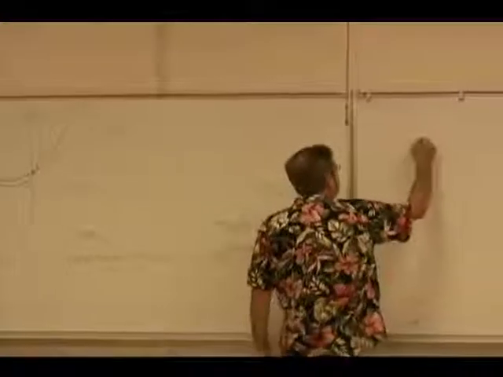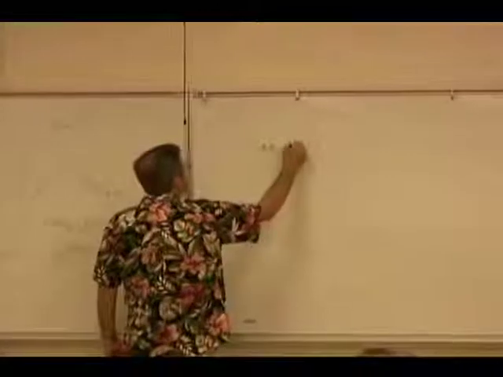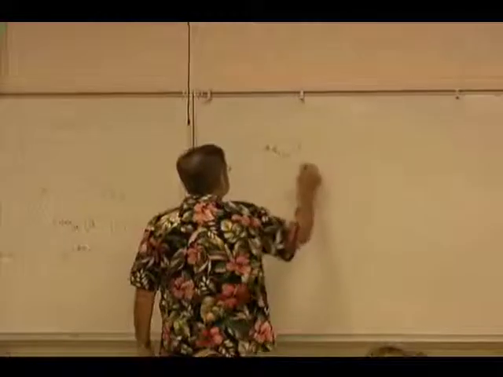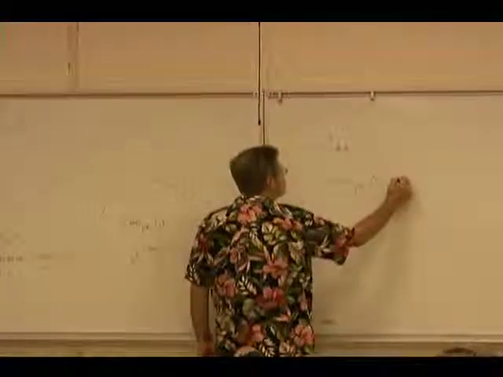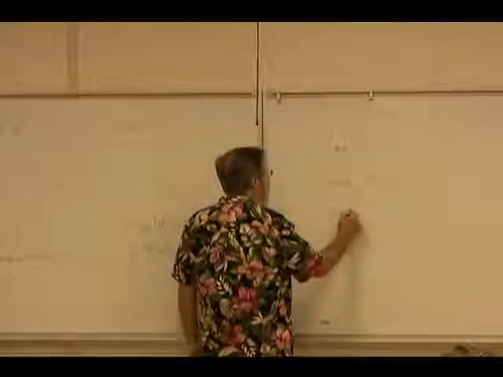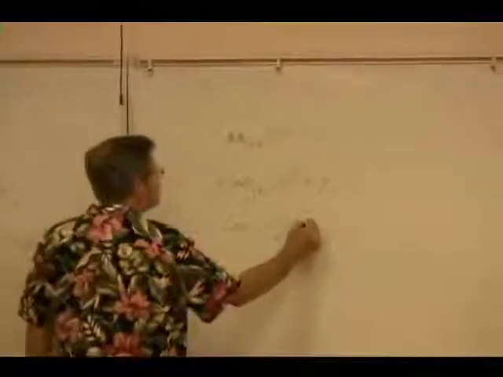Log to the base 10 of 10 is asking the question, what do you raise 10 to get 10? The answer is 1. So log to the base 10 of 10 is 1. Log to the base 10 of 100, or 10 squared, is 2. Log to the base 10 of 10 cubed is 3. And so log to the base 10 works well with our decimal representation.